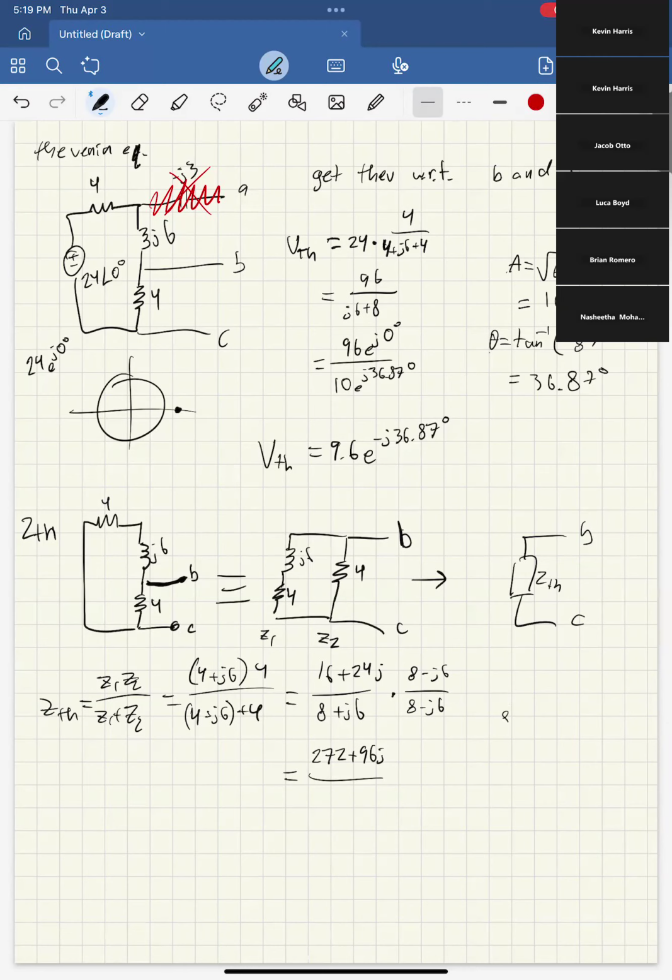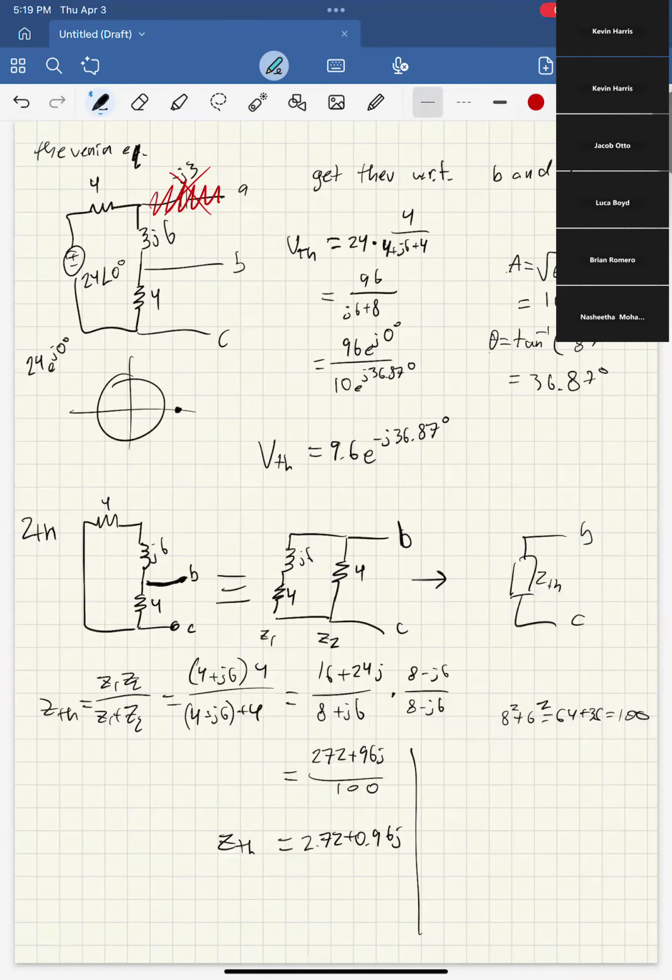And then that's going to be over, remember what I said earlier? It's 8 squared plus 6 squared, which is 64 plus 36, which is 100. Wow, what a nice number. And then you can do this math. It is very simply 2.72 plus 0.96J. You can really put this J on either side. I forget which one I want to do sometimes. Okay, so we have our ZTH, we have our VTH.